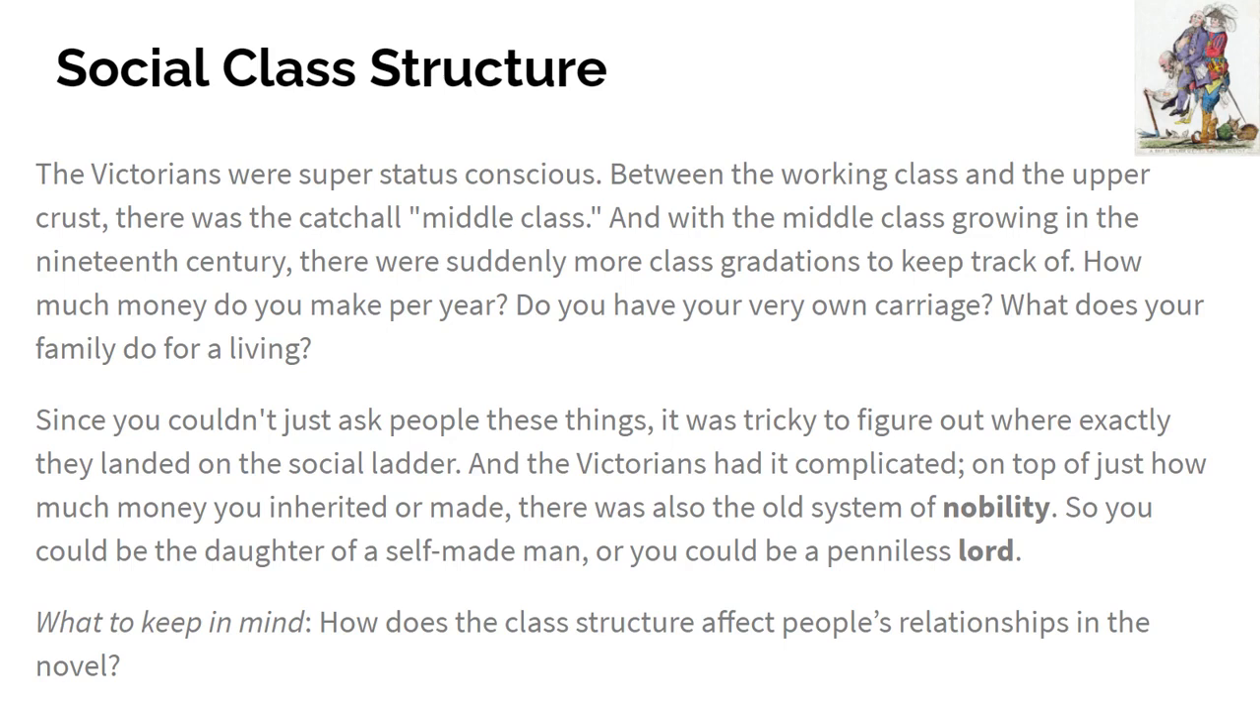And so between the working class and the upper crust, there was the catch-all middle class. And with the middle class growing in the 19th century, now it's not so simple to keep track of, right? So some people felt the need to try and classify people, right? They're not just upper class or lower class, but, are they old money where their family has been well off for generations? Or are they new money because they did something new and exciting and beneficial to them, right?